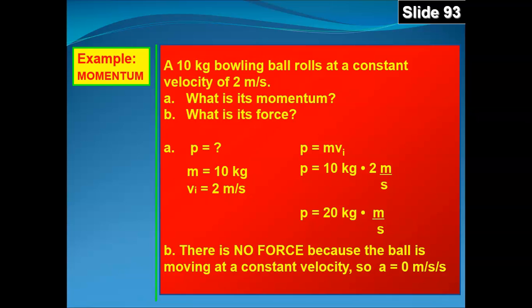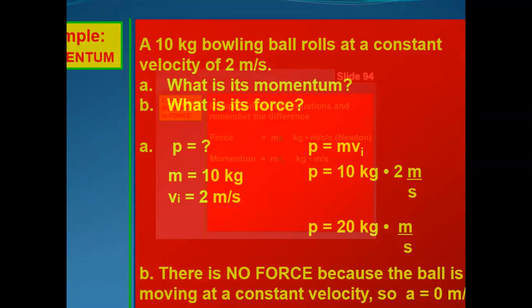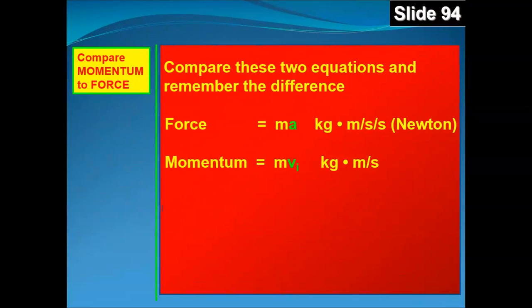Now, interestingly, what is the force? There is no force because the ball is moving at a constant velocity. Remember, force equals mass times acceleration. If it's not accelerating, then there is no force. So that might seem strange, that this object, kind of a heavy object, is rolling along and doesn't have any force. We're going to address that in just a minute. So compare these two equations and remember the difference: force equals mass times acceleration, and momentum is mass times the instantaneous velocity.